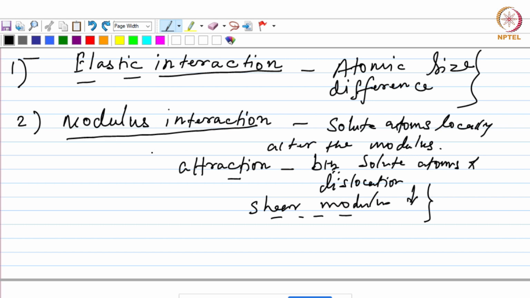Okay. Modulus interaction is similar to elastic interaction in the sense that the presence of the solute atoms will locally change the modulus, and if the shear modulus of the solute is lower than that of the parent, then it will actually decrease the energy of the dislocation, and that is how the dislocations will be interacting with the matrix, because when the energy is lowered, the dislocations will be attracted to the matrix, and that is how their motion will be hindered. Okay, so that was about modulus interaction.